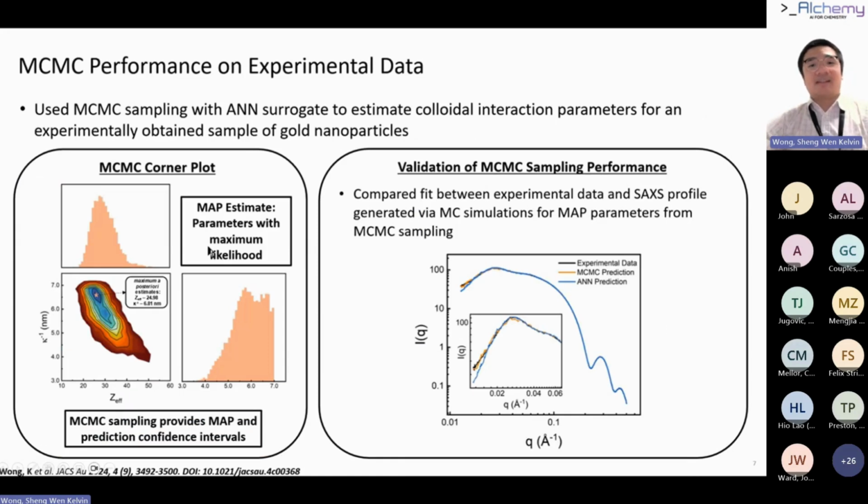So we use this sampling technique with the neural network surrogate to analyze experimentally obtained SAXS data of gold nanoparticles. The corner plot on the left of the slide shows the results of the MCMC fitting, which shows you the pair of parameters with the maximum likelihood, also known as the maximum a posteriori estimate, as well as the prediction confidence intervals. And we also validated the performance of the Markov Chain Monte Carlo sampling by comparing the fits we obtained from this sampling, as well as the forward neural network and the experimental data.